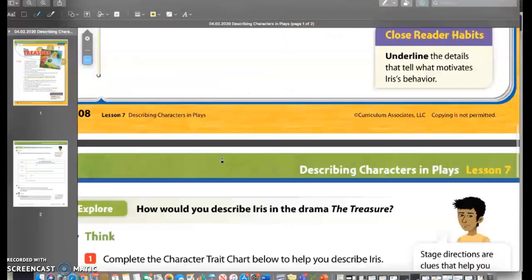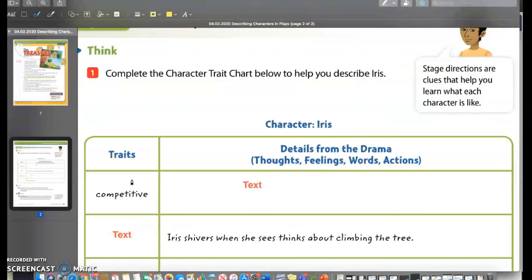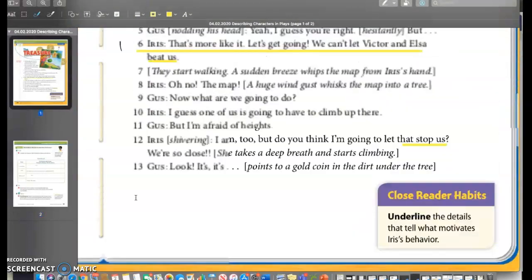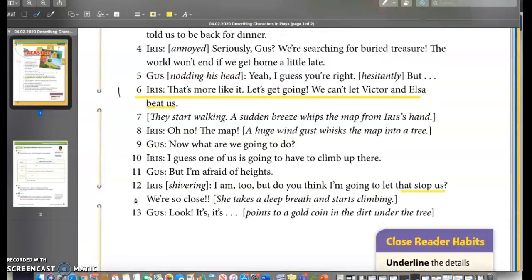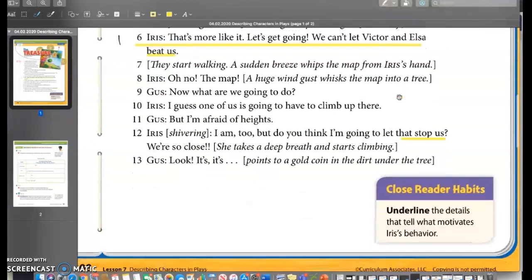So I'm going to use my background knowledge, because I find myself to be pretty competitive. I know that when I'm competitive, I'm trying to beat my opponent. I'm trying to win, and I'm going to do whatever it takes. So how does that relate to what I just read about Iris? She said, "That's more like it. Let's keep going." So she wants to keep going. She's trying to find that treasure, but she also says we can't let Victor and Elsa beat us.